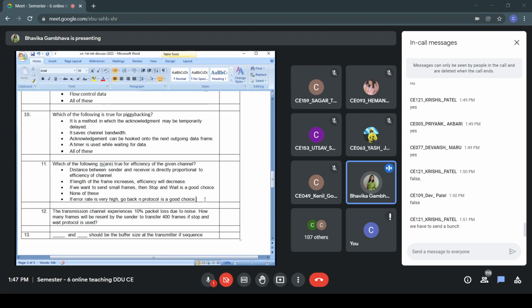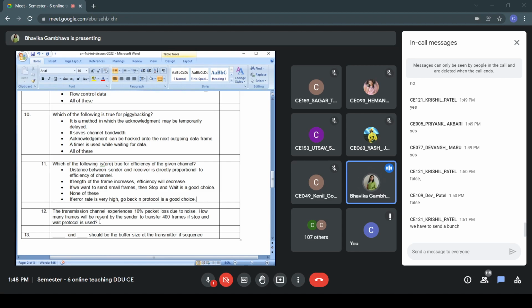So here the correct answer would be none of these. In this one, the correct answer was none of these. Actually, none of the statements are correct. They are ambiguous statements and they depend on what the other parameters are. Then efficiency will be decided, or frame length can be decided, and so on.